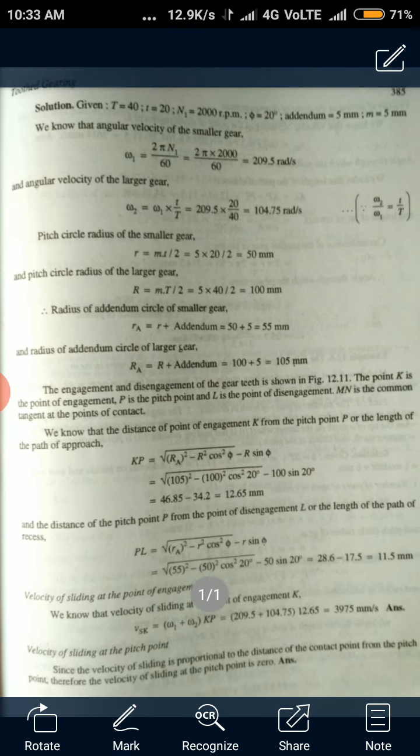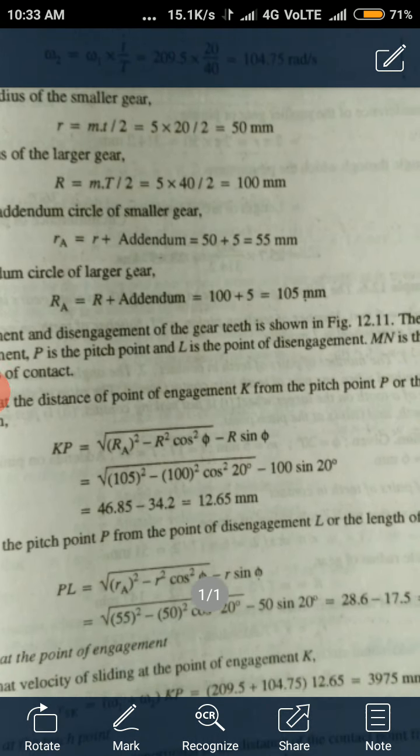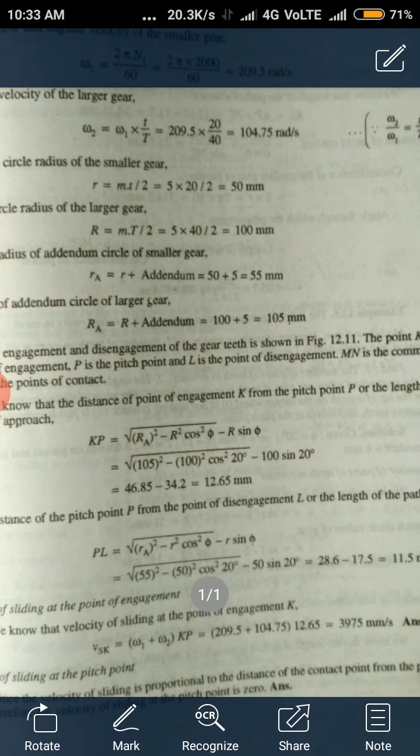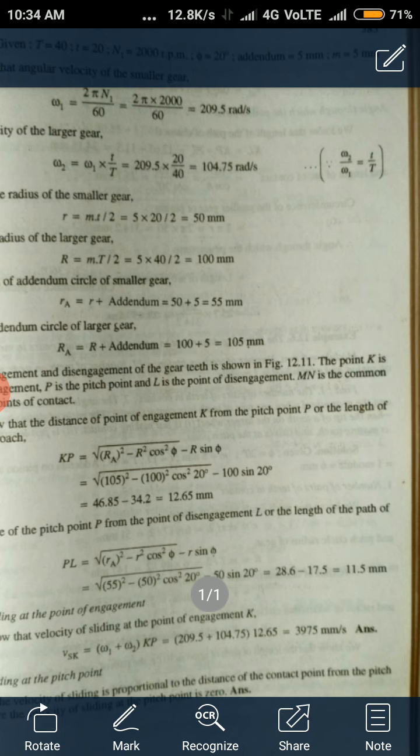Next we can determine the length of path of approach. That is the square root of capital RA square minus capital R square cos square phi, minus capital R sin phi. Substituting the values, you got 12.65 mm. Similarly, the length of path of recess during disengagement, that is the square root of small RA square minus small r square cos square phi, minus small r sin phi. Substituting values, you got 11.5 mm.